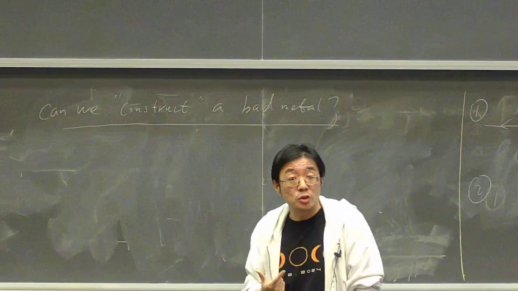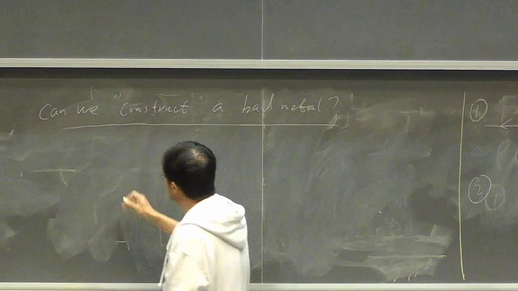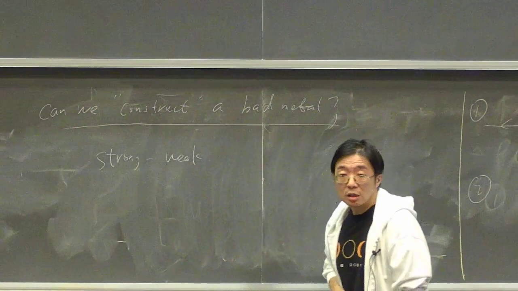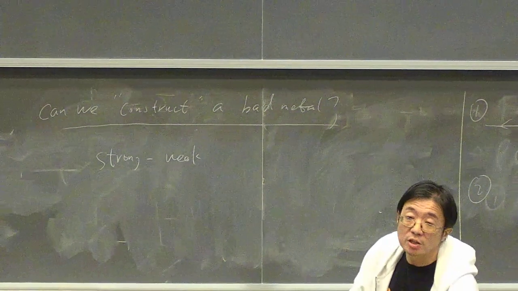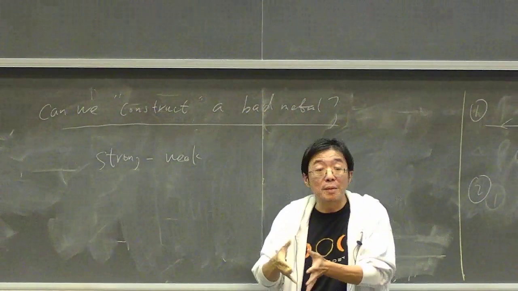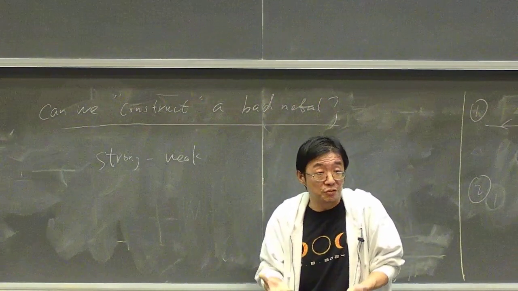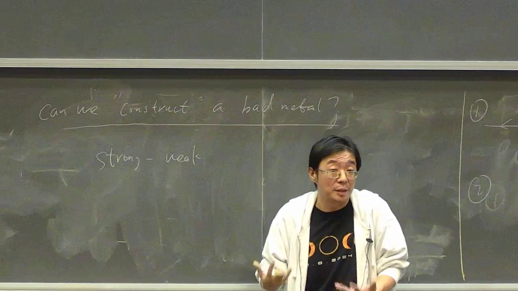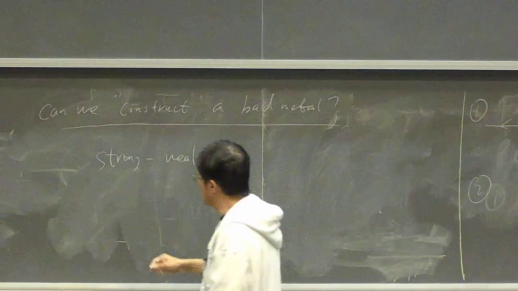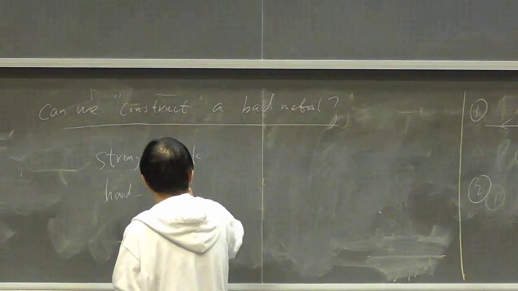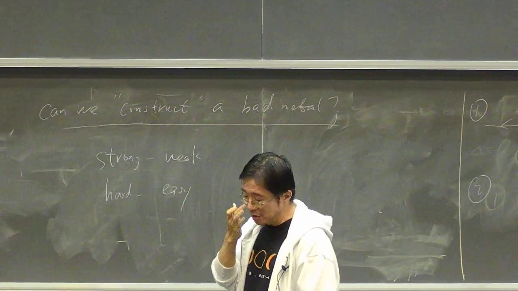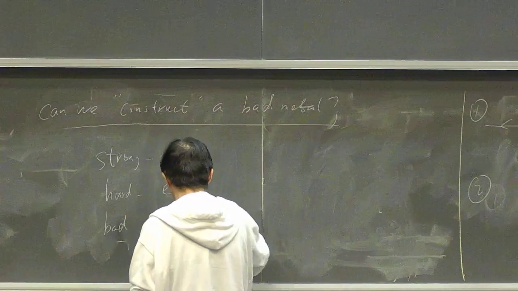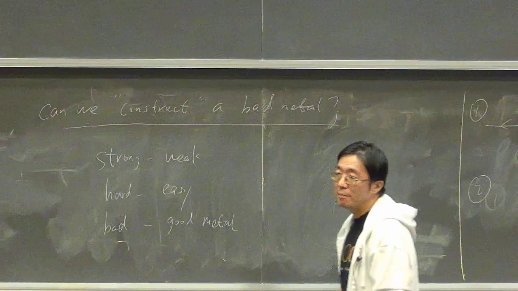We have to use something else as a basis for our description. So this rings a bell of duality. For example, we know there's strong-weak duality. If I choose the most natural basis, it could be extremely strongly interacting and a very hard to describe system. But suppose I choose some dual degrees of freedom. Those dual degrees of freedom can be weakly interacting, and it's easier to describe using them. So strong-weak duality is actually a hard-to-easy duality, and in this particular case, it could be a bad metal to good metal duality.